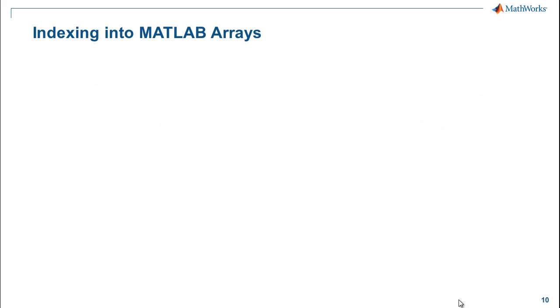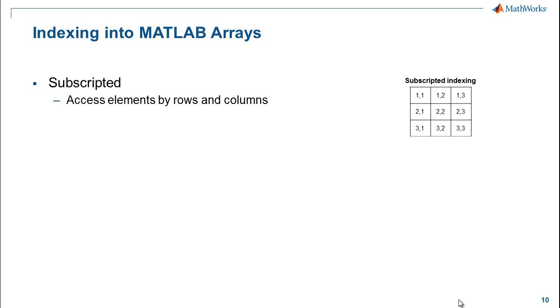Another thing is indexing into arrays. So we know how arrays are stored. But when we are fetching values, when we are accessing those arrays, can we do something differently to get better performance? So there are 3 ways in which you can index MATLAB arrays. One of them is subscripted, very popular. We all know you can use the row number and the column number to index into a 2D matrix, and you can access that element.